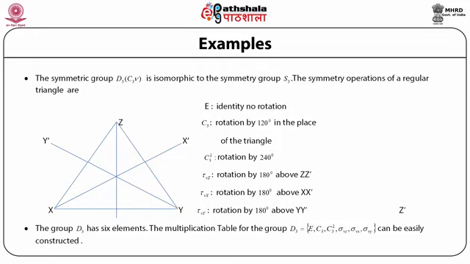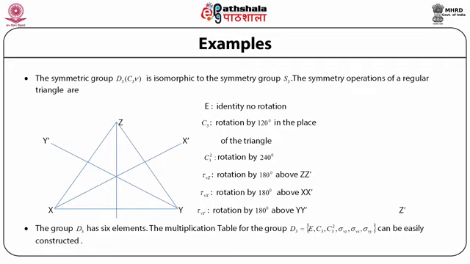This symmetry can also be seen as a mirror symmetry. If we put a mirror normal to the plane of the triangle coinciding with the line ZZ prime, then after reflection X goes to Y and Y goes to X. So this is a symmetry. This symmetry, a rotational symmetry or mirror symmetry, we represent by sigma v Z, which is rotation by 180 degrees about ZZ prime. Likewise, a rotation by 180 degrees about XX prime is a symmetry which we designate as sigma v X, and similarly sigma v Y.